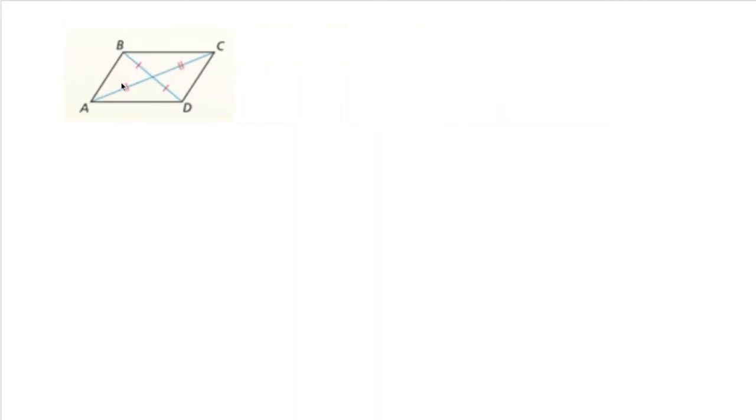So the first one is, if I have a parallelogram and I draw a diagonal from B to D and draw a diagonal from A to C, they'll cross, and the split in the middle from B to this cross point will be the same from the cross point to D. And in the opposite way, A to this cross point will be the same from the cross point to C.